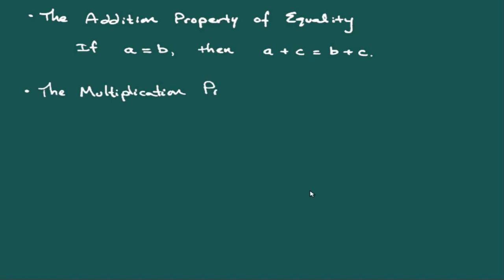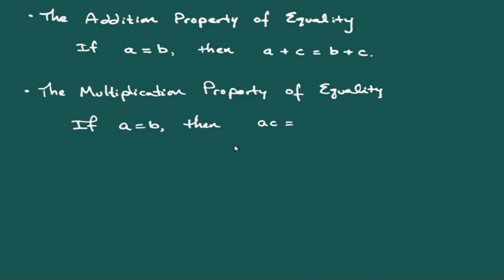I also have this property for multiplication. So I've got the multiplication property of equality, which is going to pretty much say the same thing, that if a is equal to b, then if I want to multiply by c on both sides, then I maintain that equality. So if a is equal to b, then a times c is equal to b times c.